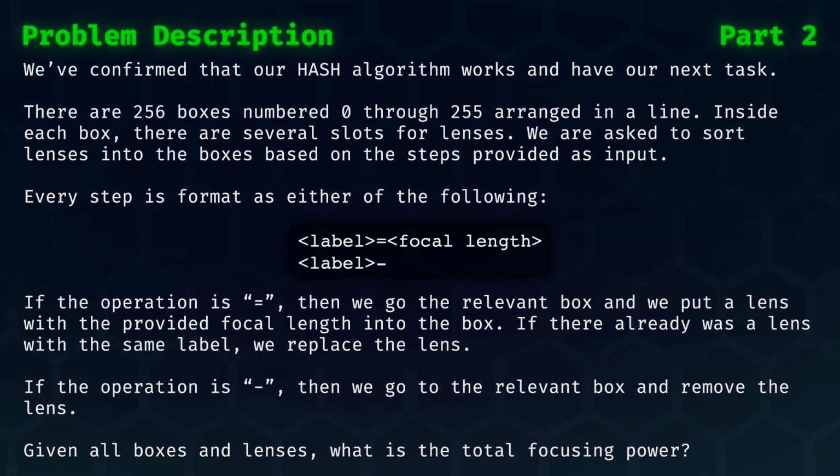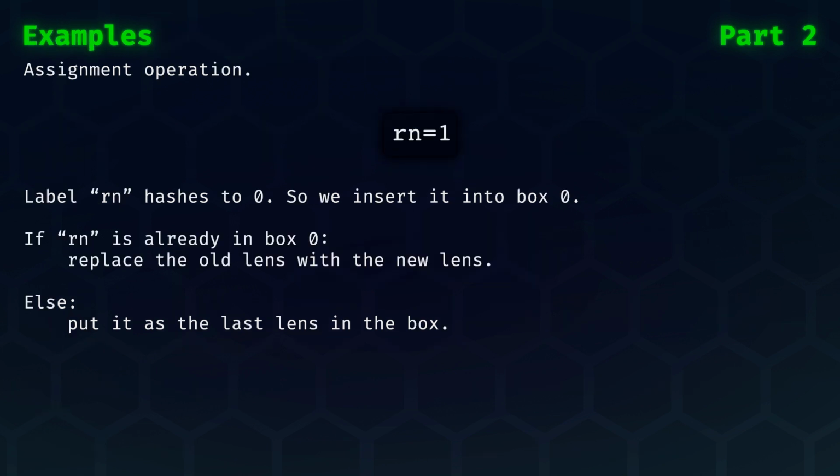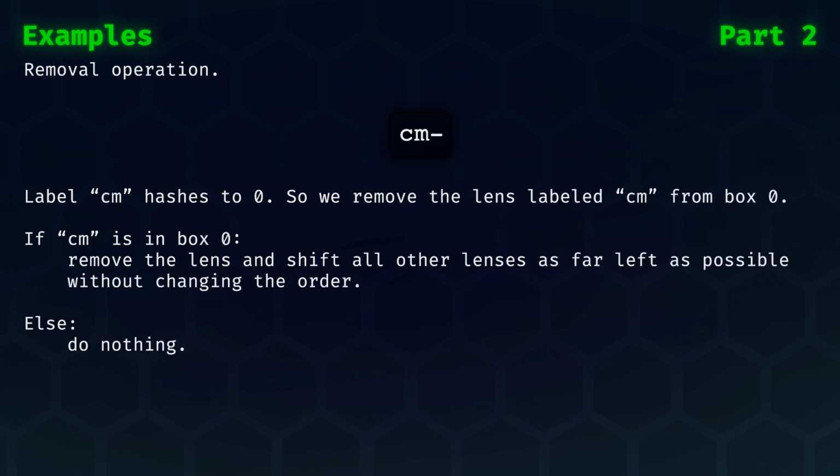Let's see the examples to learn how to compute this. First up is the assignment operation. Here the label hashes to 0, so we insert the label with focal length 1 into box 0. If there already was a lens with this label, then we simply update the focal length. The removal operation is more simple. Given a label, we determine the box via the hash function, and then we remove the lens label from the box. If there is no such label in the box to begin with, then we simply do nothing.